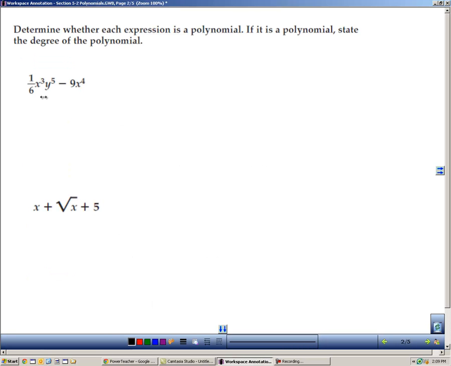Here we're asked to determine if each expression is a polynomial, and if it is, to tell its degree. Well, in this example, each one of these is a monomial, so this is a polynomial, so we'll say yes. It doesn't say to do this, but this is actually a binomial because it has 2 terms. And it asks us to find the degree. Well, the way you find the degree of a polynomial is you find the degree of each monomial. So the degree of this would be 8, because remember you add the exponents. The degree of this term is 4, which means the degree of the whole polynomial would be 8, because you take the largest degree of any monomial.